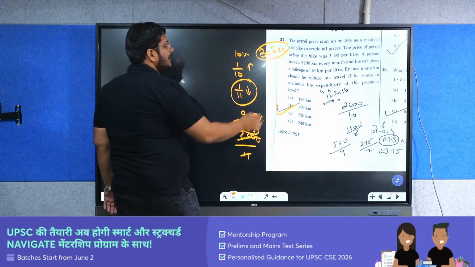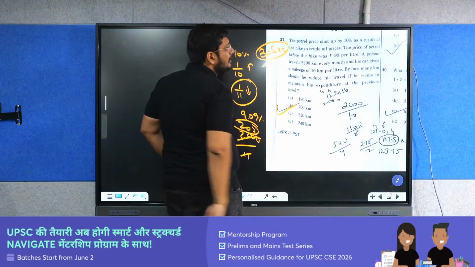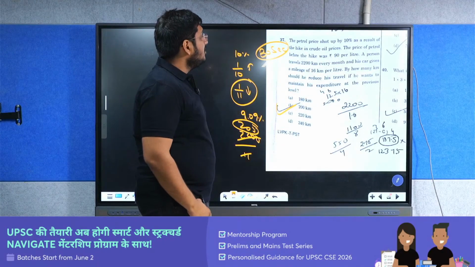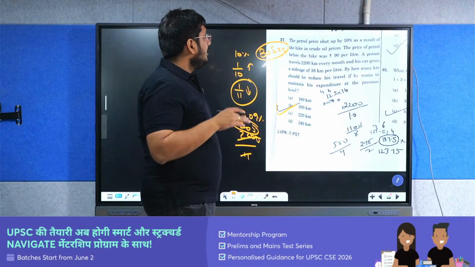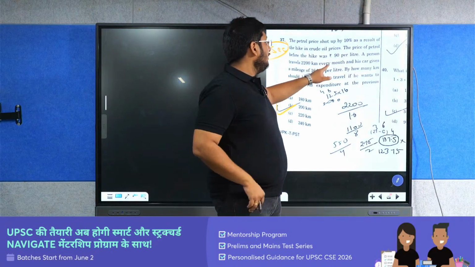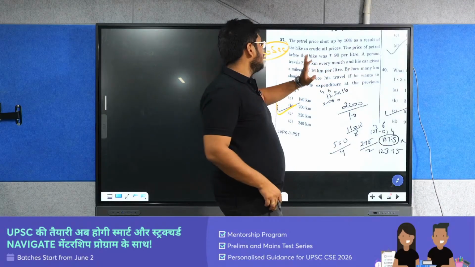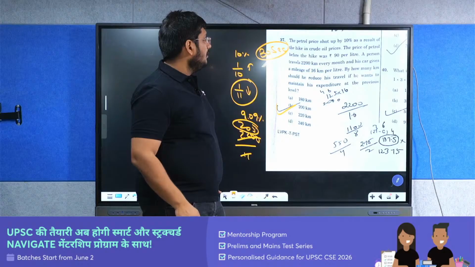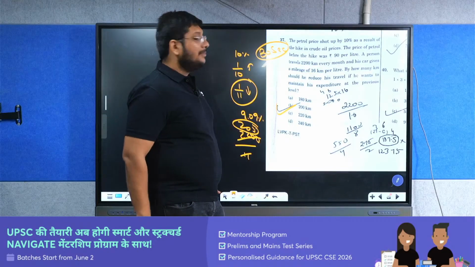How? The petrol price shot up by 10% as a result of the hike in crude oil prices. The price of petrol before the hike was 90. A person travels 2,200 kilometers every month and his car gives a mileage of 16. By how many kilometers should he reduce his consumption if he wants to maintain his expenditure at the previous level?